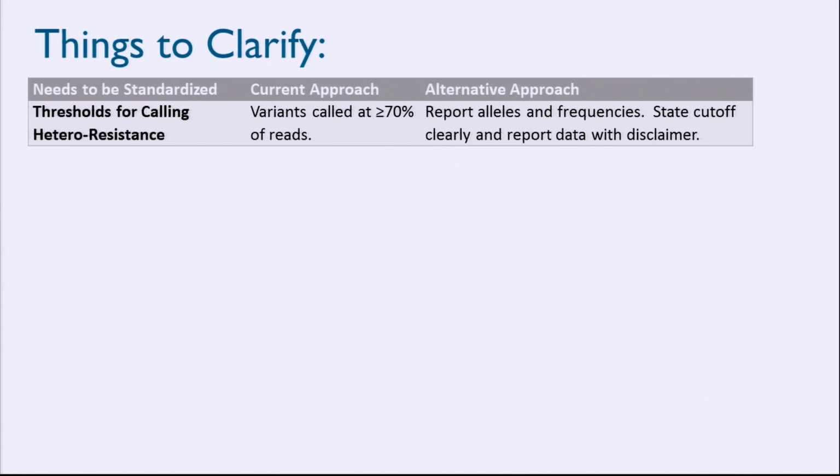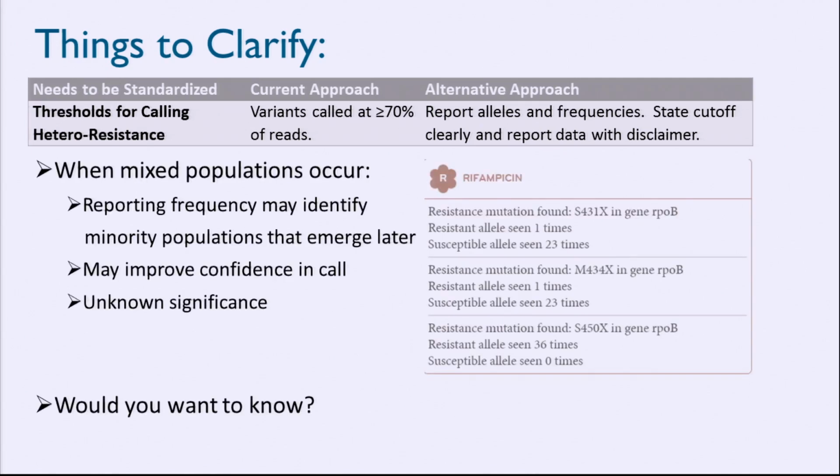There was a good talk yesterday, so I won't go too deeply into this, but the threshold for calling heteroresistance is going to become important. If the ReSeq-TB data set is going to say that you need 70% of reads at a particular site to be able to say that you have that mutation, what do you do when there's a mixed population?